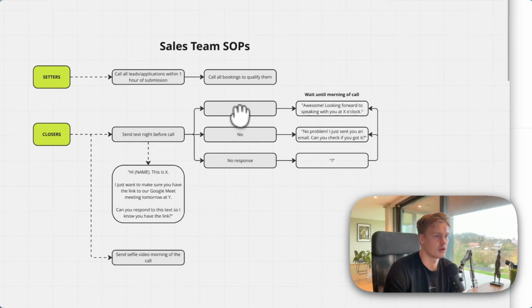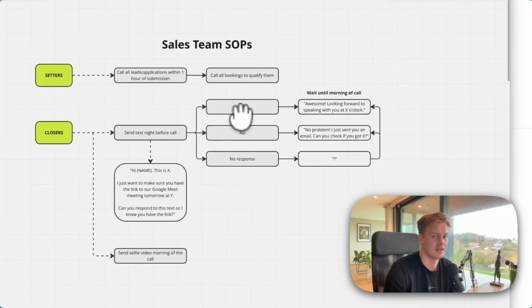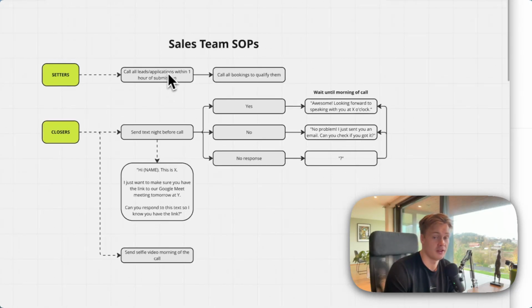So for high-ticket webinars, I recommend that you do have an application as the call to action on the webinar. And then after the application, they can also book a sales call. And to maximize the show-up rates on the sales call, that's where you have the setters call everyone within 1 hour, and they qualify them. And then they call all the applications that didn't book themselves in to qualify them and try to book them on calls. And they call all the bookings to qualify them. So every single call that's on the closer's calendar is confirmed and qualified.